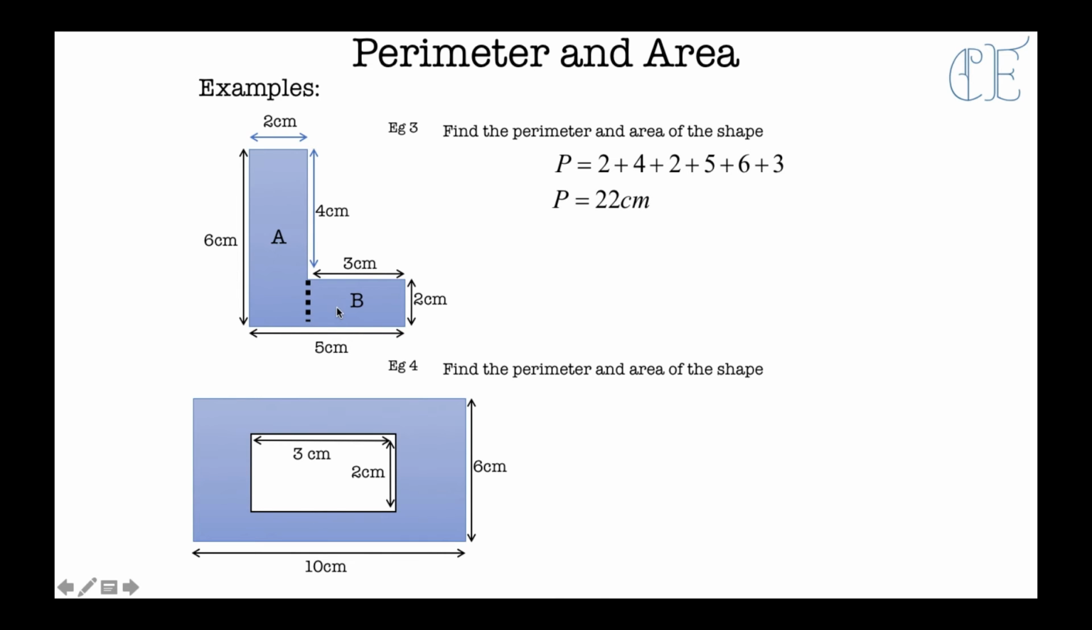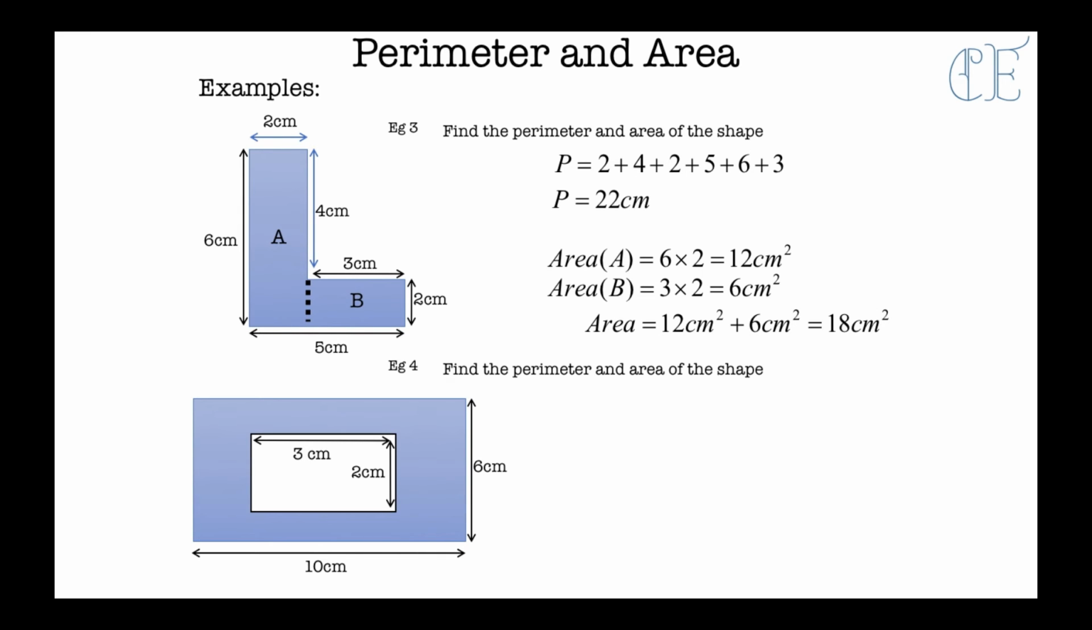It's easier to do it like that and work it out as 2 separate shapes than trying to work out the whole thing. So first of all, we'll do the area of A. The area of A is length of 6 times a width of 2, because we only want this bit. So 6 times 2 is 12. So A must be 12 centimetres squared. And the area of B is 3 times 2, which is 6 centimetres squared. So then we just need to add those 2 together, giving us a total area of 18 centimetres squared.